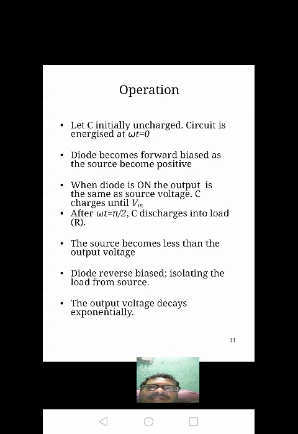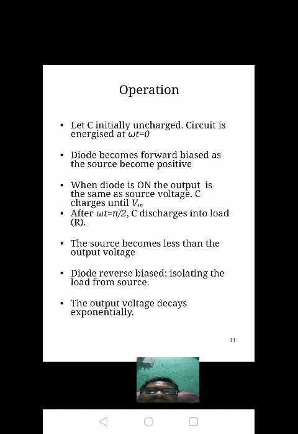The diode becomes forward biased as the source becomes positive. When the diode is on, the output is the same as the source voltage. C charges up to the value of Vm. Vm means the input voltage. Up to the maximum Vm, it will charge across the capacitor.